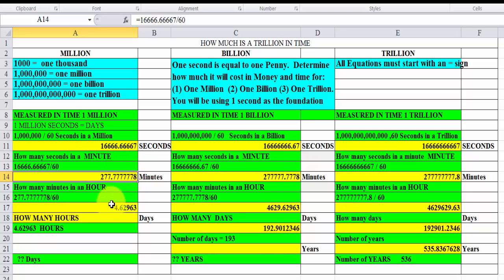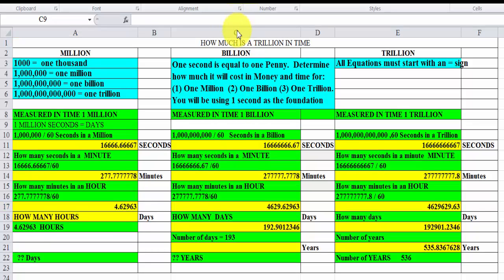And then to determine the hours, we divide that by 60, because there's 60 minutes in an hour, and we end up with 4.62963 hours. Now, if you round that off to the tenths, it's 4.6. So it's 4.6 hours. There's no days, just hours for a million. Hopefully that made sense. Now let's go over to billion, column C. You'll notice that we have 1 billion divided by 60, and here's the equation right up above, and we end up with this many seconds.